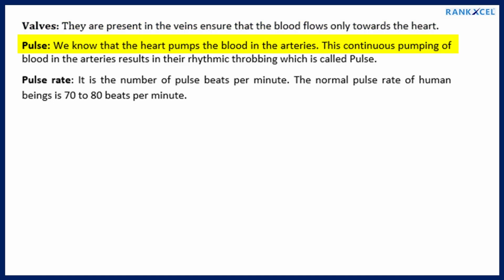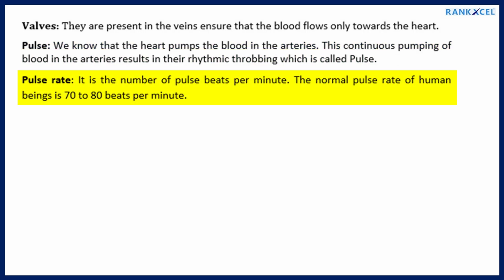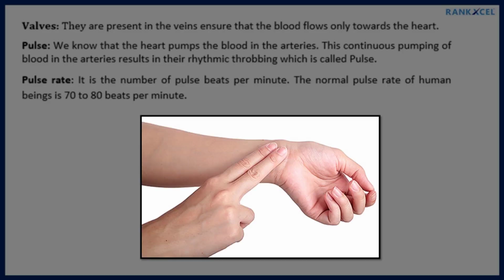Pulse. We know that the heart pumps the blood in the arteries. This continuous pumping of blood in the arteries results in their rhythmic throbbing, which is called pulse. Pulse rate is the number of pulse beats per minute. The normal pulse rate of human beings is 70 to 80 beats per minute. Checking the pulse rate.